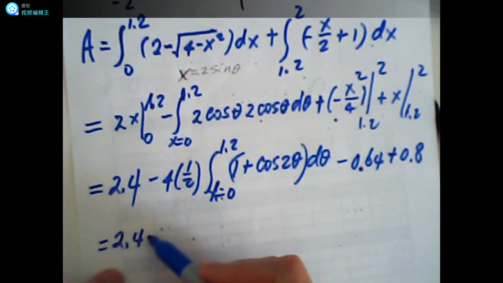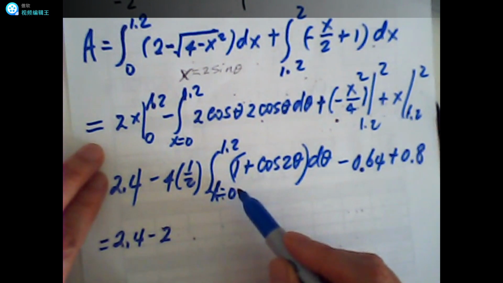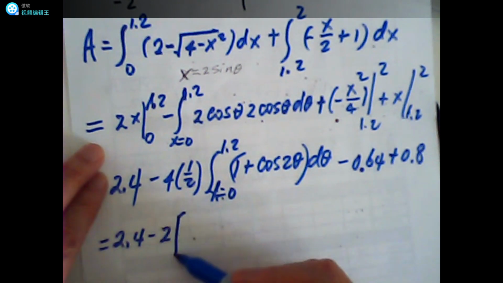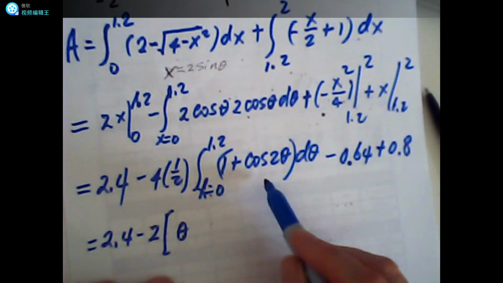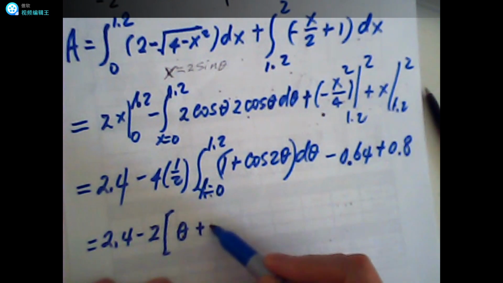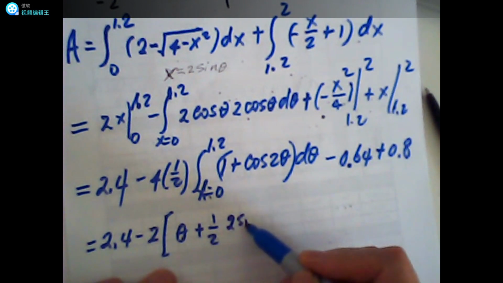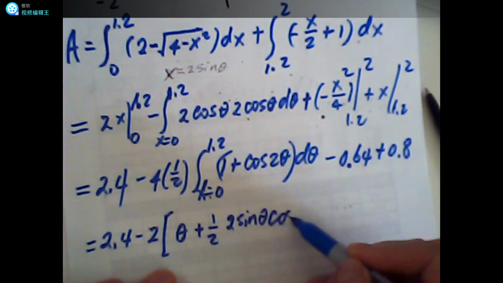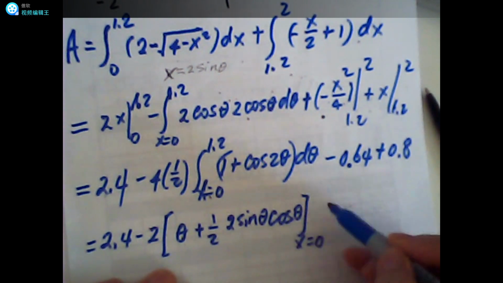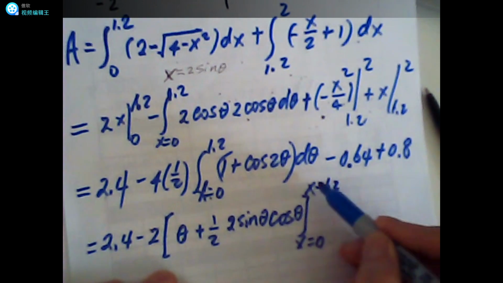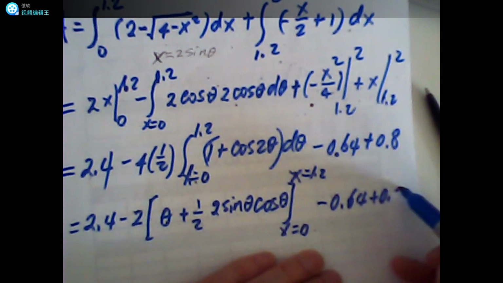This is 3.4 minus 2 times... Now this is theta, right? This is d theta, and this is a half sine 2 theta. Sine 2 theta is 2 times sine theta cosine theta. Theta, x is from 0 to x equal to 1.2. Minus 0.64 plus 0.8.